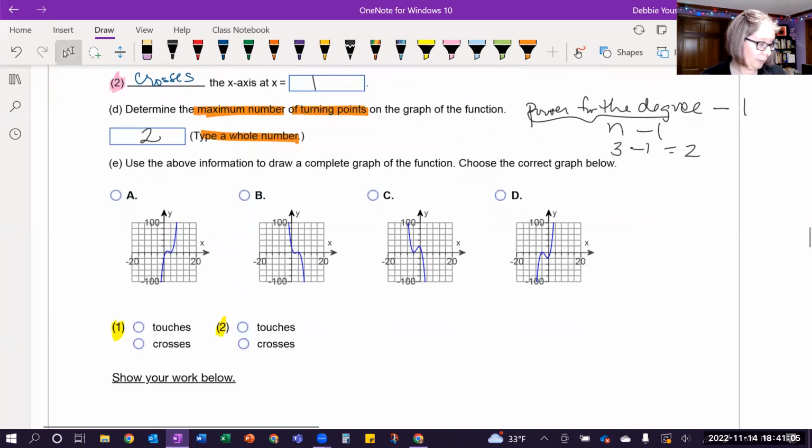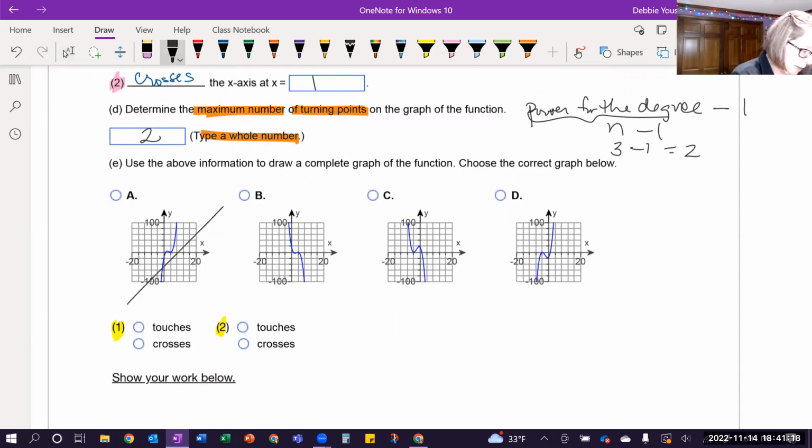And then part E is put it all together and make a graph. So obviously in my lab, a lot of the graphs are multiple choice, so that does help you narrow things down. So remember we said that it was going to be up on the left, down on the right. So that automatically gets rid of A and D. So then we're down to B and C.